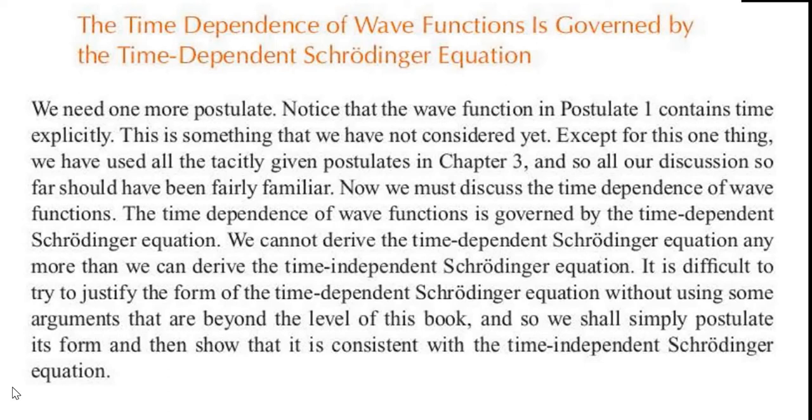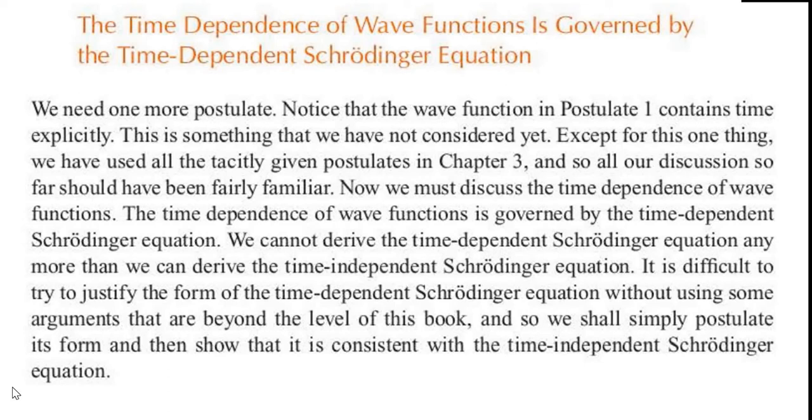We cannot derive the time dependent Schrodinger equation any more than we can derive the time independent Schrodinger equation. It is difficult to try to justify the form of the time dependent Schrodinger equation without using some arguments that are beyond the level of this book, and so we shall simply postulate its form and then show that it is consistent with the time independent Schrodinger equation. So what does it tell?